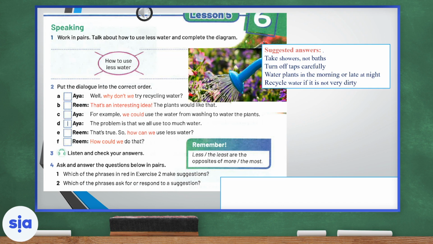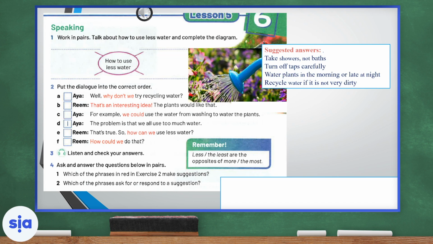Let's read it together. Well, why don't we try recycling water? That's an interesting idea. The plants would like that. For example, we could use the water from washing to water the plants. The problem is that we all use too much water. That's true. So how can we use less water? How could we do that?